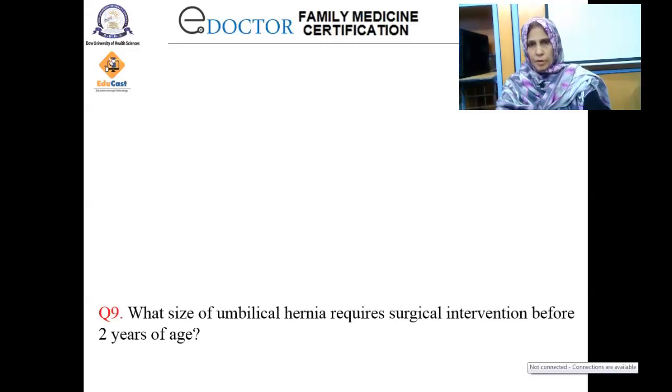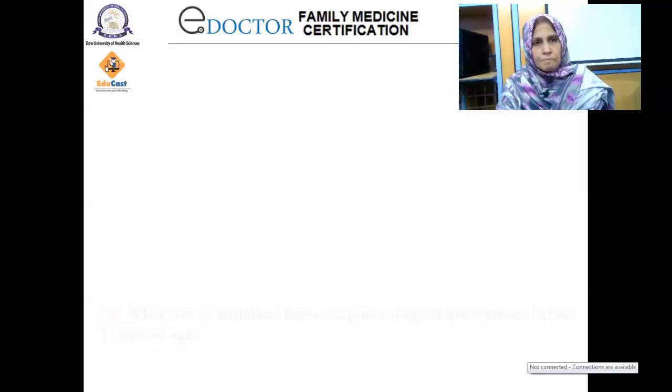Size of umbilical hernia. Generally, an umbilical hernia which is less than 1.5 would resolve on its own. So between 1 to 1.5, you would expect that it may not require surgical intervention, but all hernias which do not resolve have to be followed up, and if there is any evidence that they might strangulate, they should be intervened.